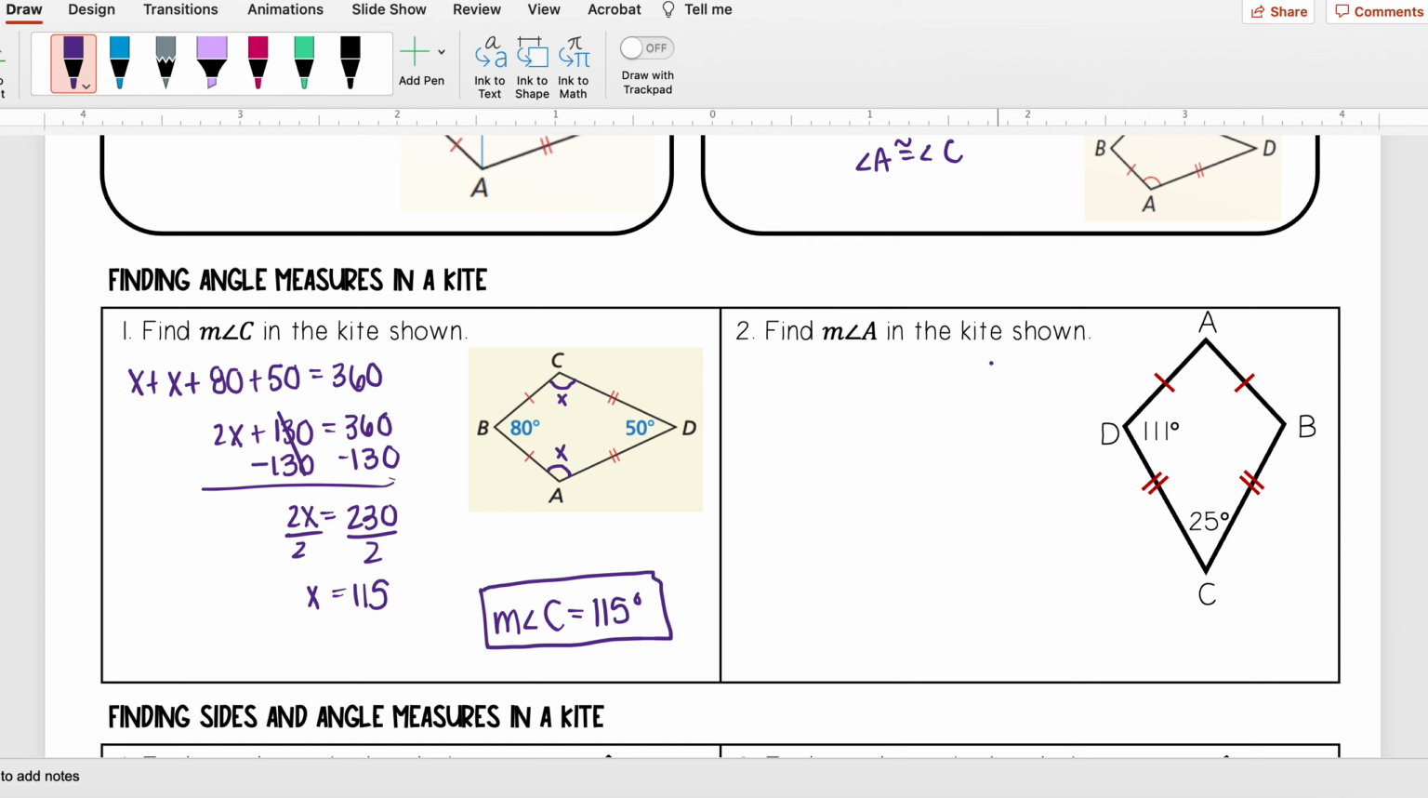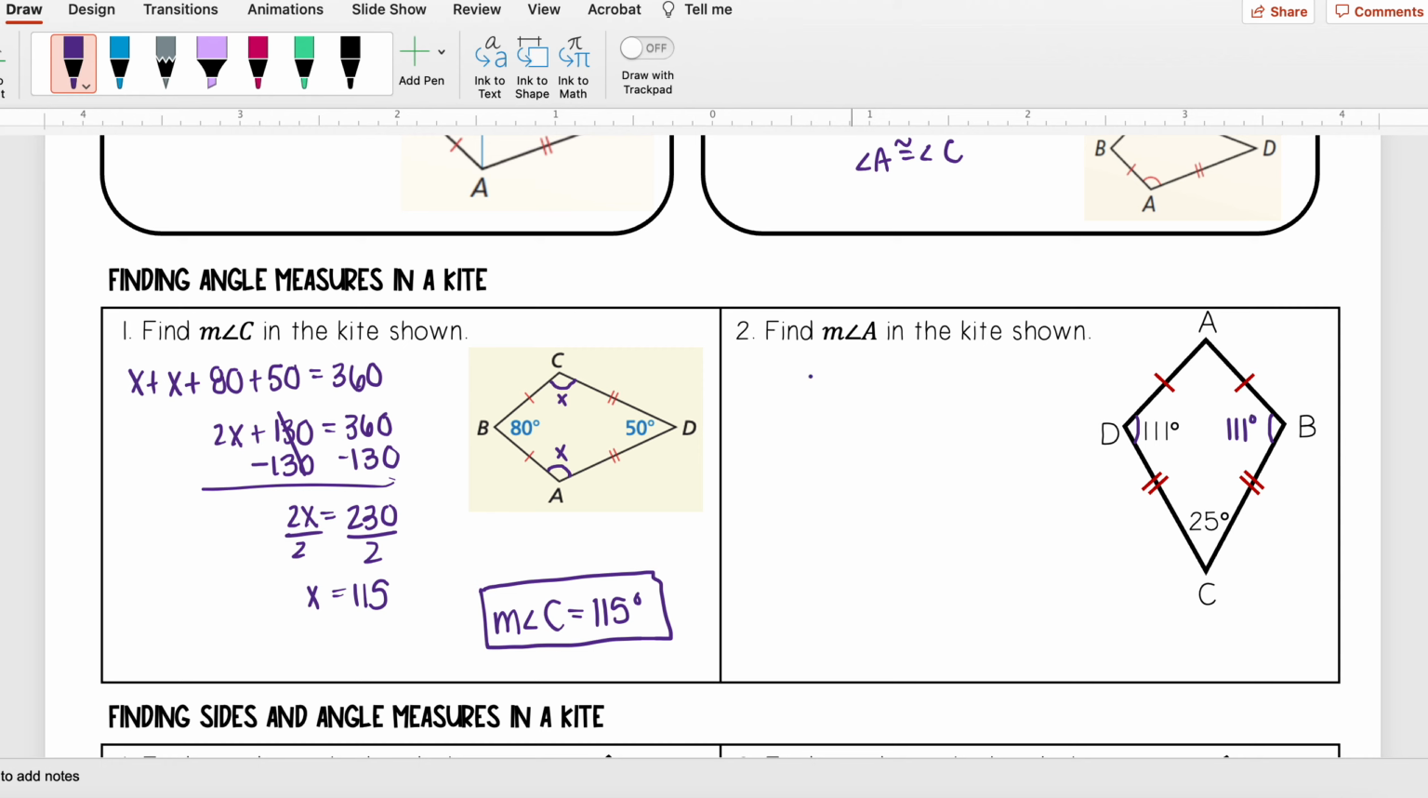Okay, looking at number 2, I want to find the measure of angle A now in the kite shown. And so again, I know that I have that one pair of opposite angles that are congruent. So I need to figure out which pair that is. Well, I know it's going to be the ones between the two sides that are not congruent. So that means that angle D is congruent to angle B. So angle B is 111 degrees.